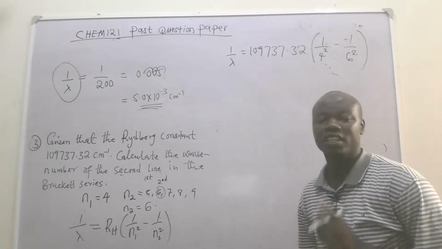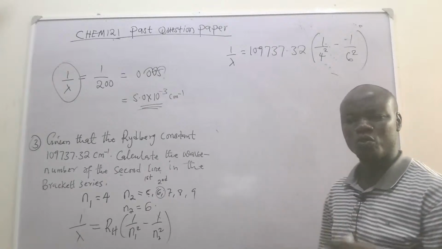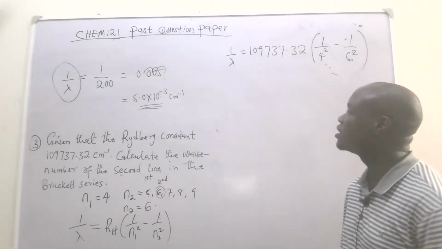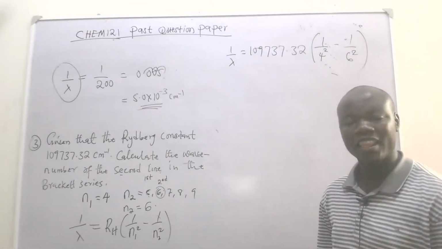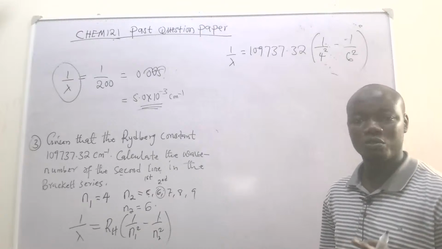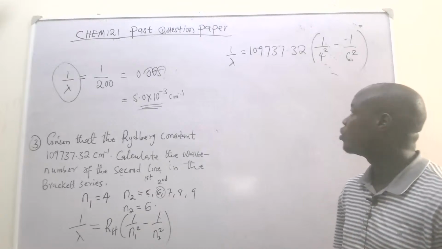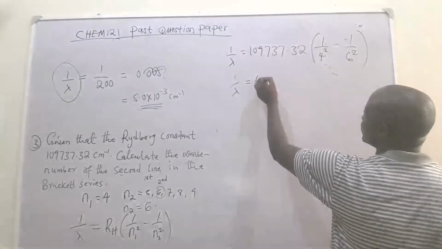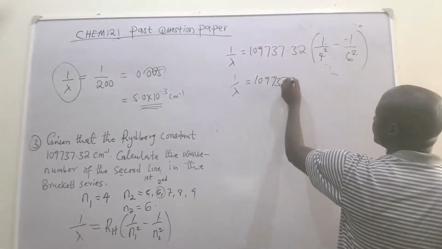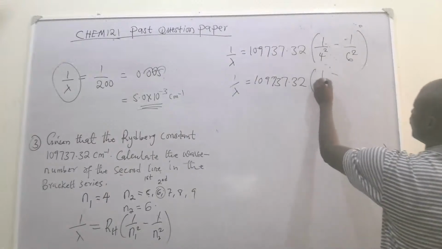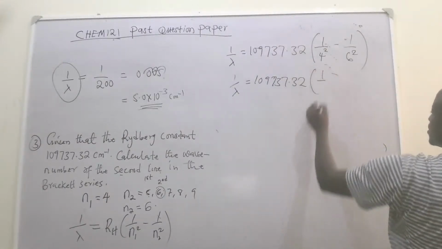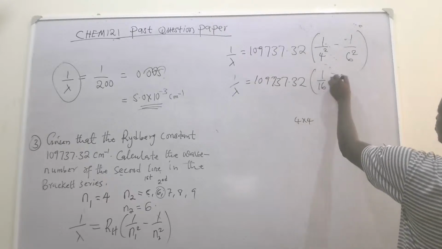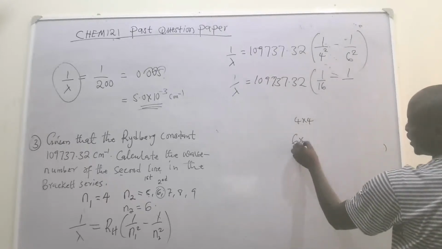Please, I am advising you, ladies and gentlemen, try to understand how to do most of these things. If you check most of the questions, there are a lot of questions from this atomic spectra. So understand them and how to solve them. It's not about just going through the past question paper, it's about understanding. So now we have 1 all over lambda is equal to 109,737.32, then open bracket 1 all over 4 squared, which is 16, that is 4 times 4, so 1 over 16, then minus 1 all over 6 times 6.